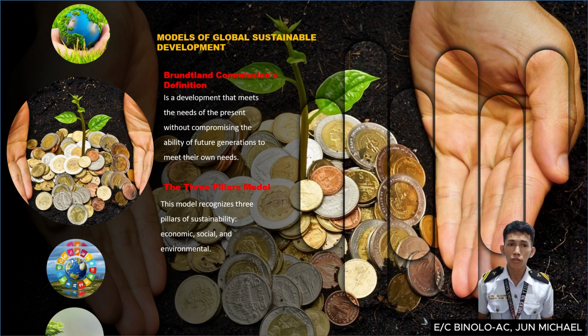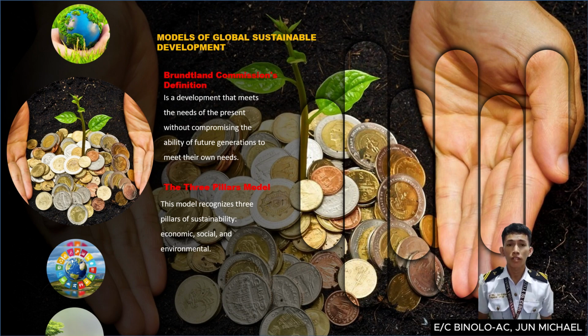Here are some models. We have the Brundtland Commission. The Commission in 1987 defined sustainable development as development that meets the needs of the present without compromising the ability of future generations to meet their own needs. This definition emphasizes the intergenerational and interrelatedness aspects of sustainability.